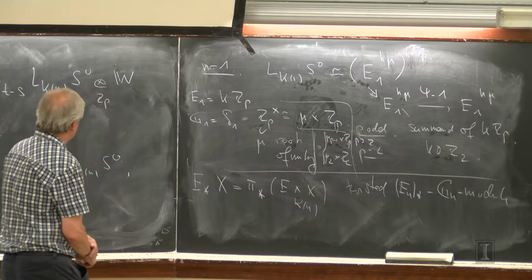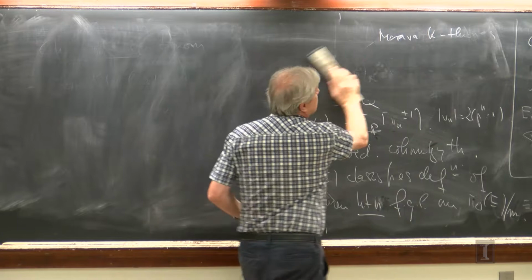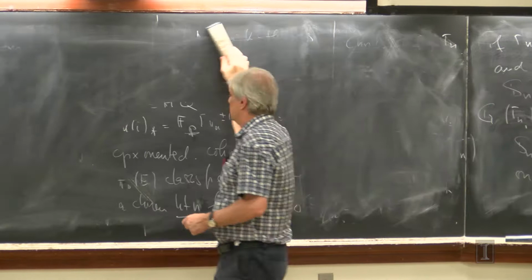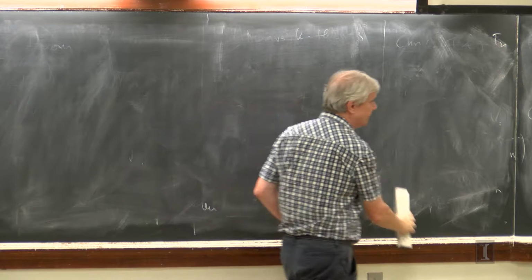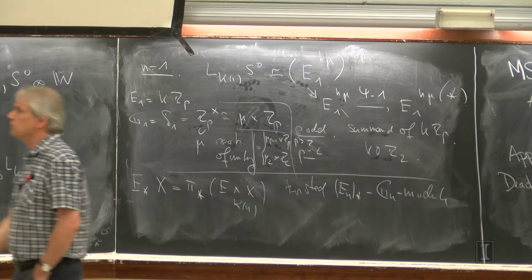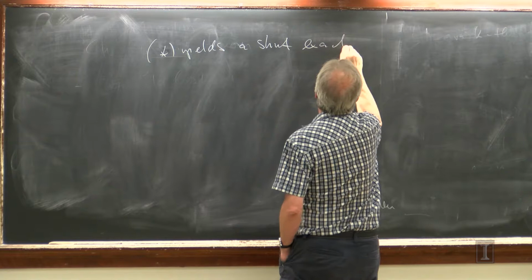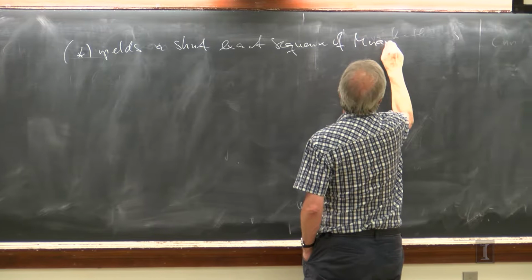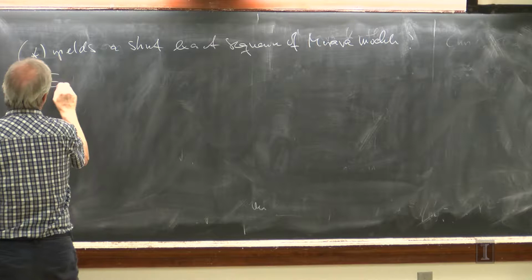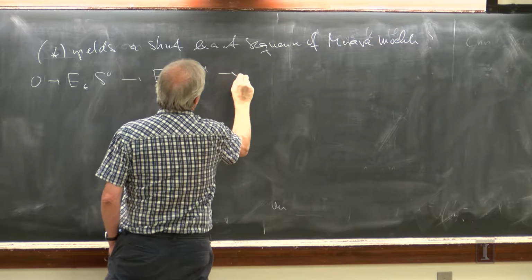In general, now we're interested in the case n equals 1. This fibration certainly gives you a long exact sequence in E star homology, but in fact, this long exact sequence turns out to be short exact. So you have E star of S0, which is the same as E star of L_{K(1)} S0, and you go to E star of EH mu, and you go to E star of EH mu.